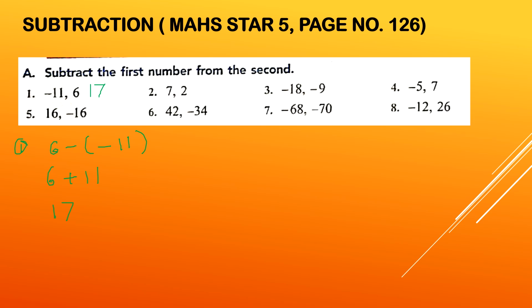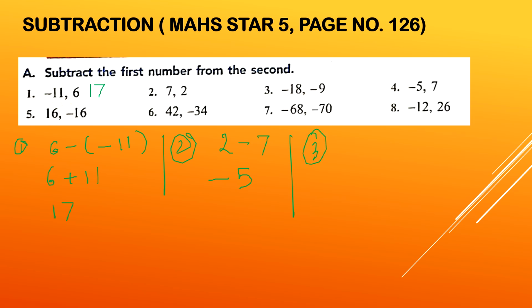Now 7 and 2. First number from the second we have to subtract. So 2 minus 7. So here you see 2 is positive, 7 is negative. You will actually subtract the number, but since 7 is greater than 2, the negative sign will come. It will become minus 5.